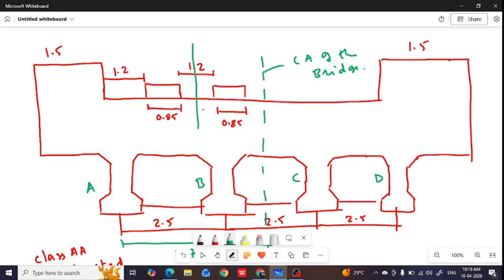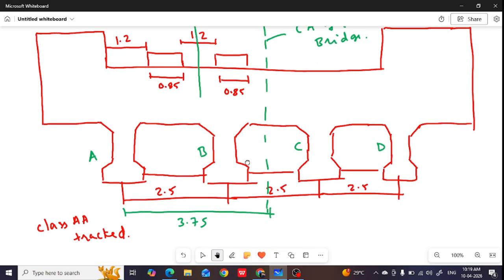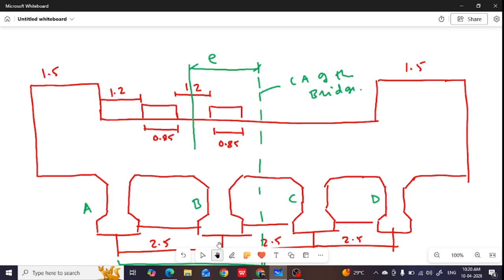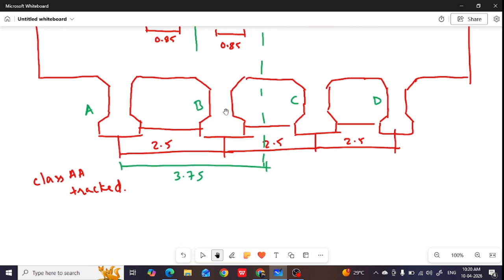You also have to define the distance of the central axis of the load with respect to central axis of the bridge. This is known as eccentricity. So from here, the distance is 1.2 plus 0.85 plus 1.2 divided by 2. Then you have this distance 3.75. 3.75 minus this distance, you are getting eccentricity E equal to 1.1. This data will be used in the Courbon's formula. I will tell you what is the Courbon's formula.